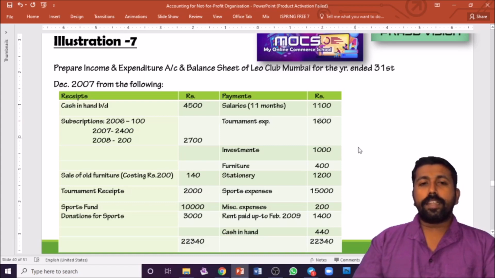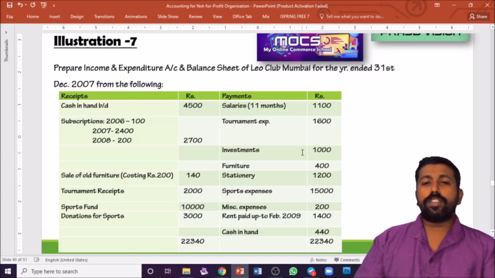Tournament expense will be taken in the income and expenditure account. Furniture, investment, all these things show the additional purchase of investment and furniture. Stationery we will take into the income and expenditure account. Sports expense we will take. Miscellaneous expense we will take.